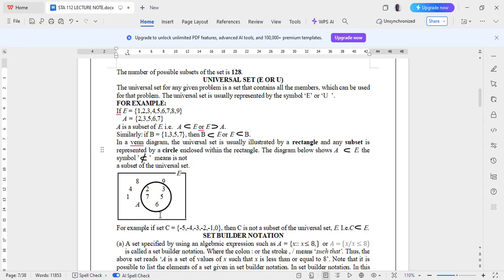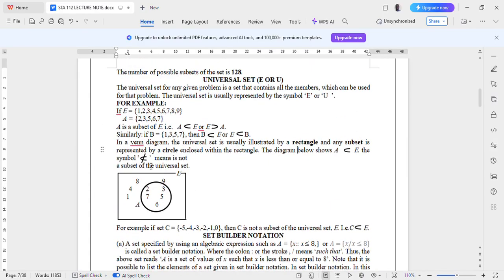So now let's look at it. What is set A? We have 2, 3, 5, 6, 7. That's A. Then the other one, the universal set, has 1, 4, 8, and 9. So when we look at E together, you can find all the elements: 1, 2, 3, 4, 5, 6, 7, 8, and 9. That is the universal set.